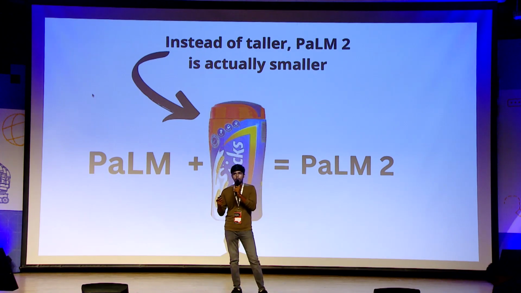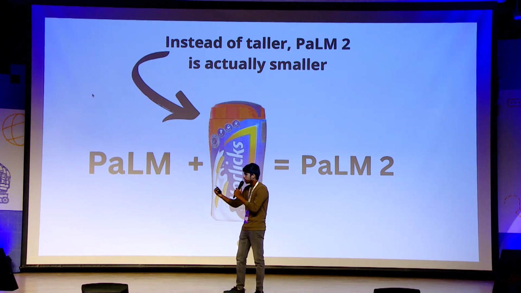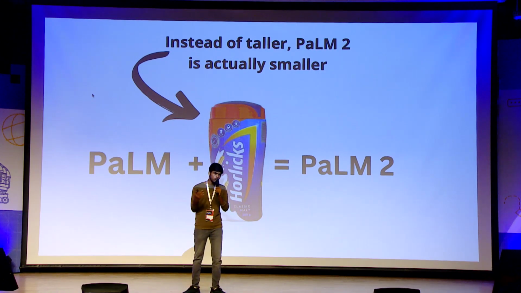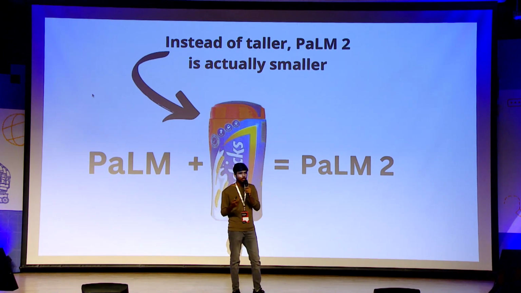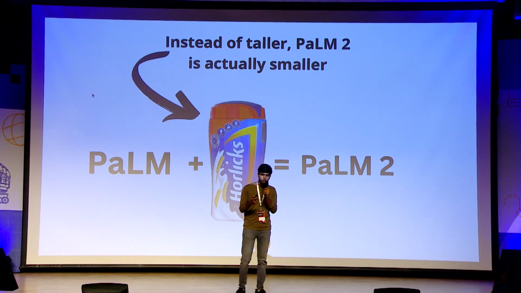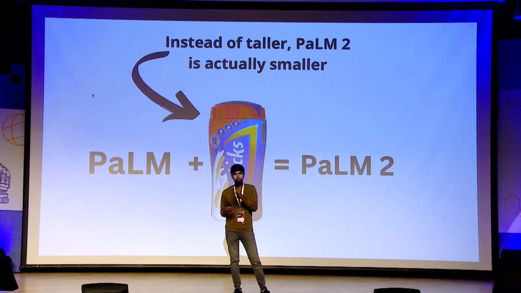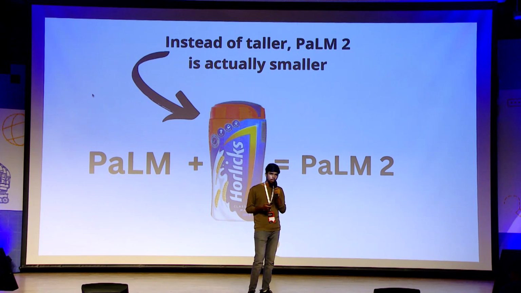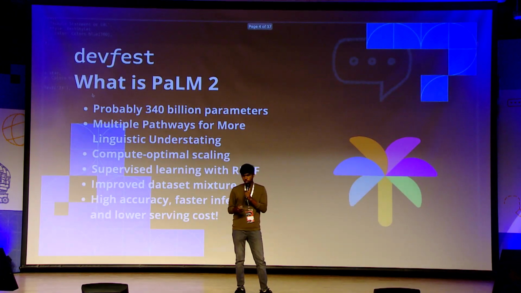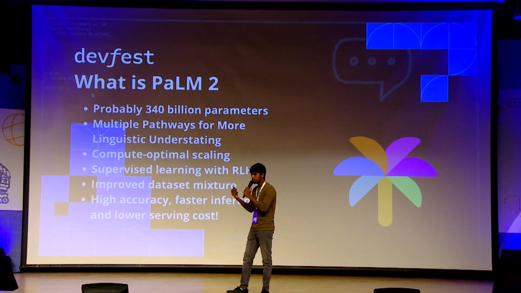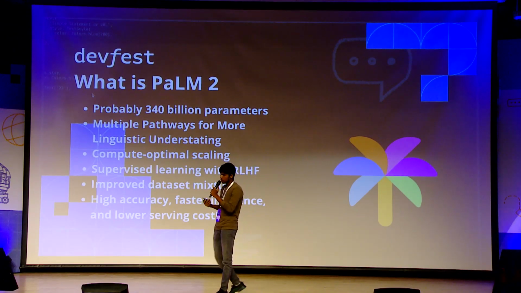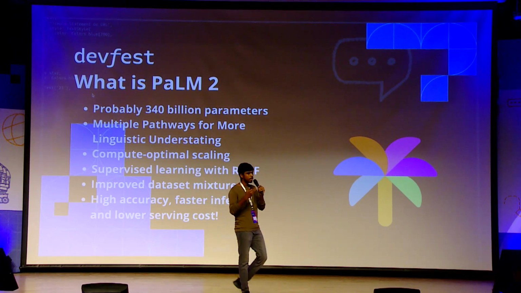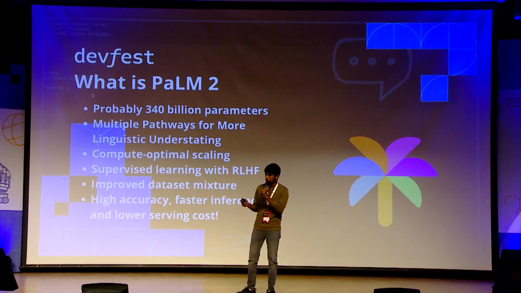But this time, Palm 2 was in fact smaller. So that's what this Horlicks box is basically. So instead of a bigger model, Palm 2's parameters were actually less. Palm is said to have 540 billion parameters, but Palm 2 is said to have only 340 billion parameters. So Palm 2 once again is a smaller parameter model, but in terms of its advancement, it beat Palm literally by a factor of 20% in each use case.